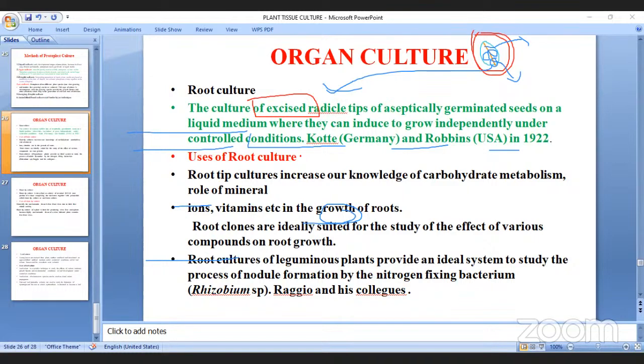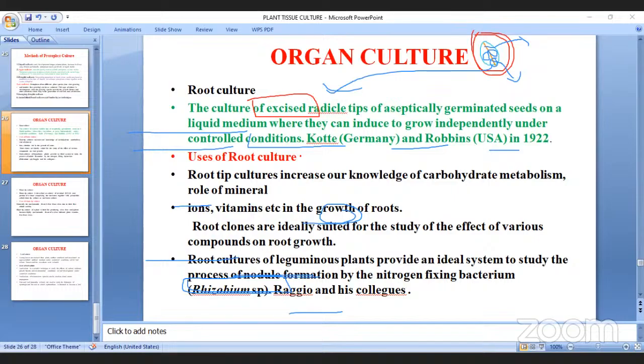And we know leguminous plants are used for nitrogen fixation. Root culturing of leguminous plants provides an ideal system to study the process of nodule formation. Not only nodule formation, we can also understand how atmospheric nitrogen is fixed inside the leguminous plants. This was done by Raggio and his colleagues. So these are the importance of root culture.